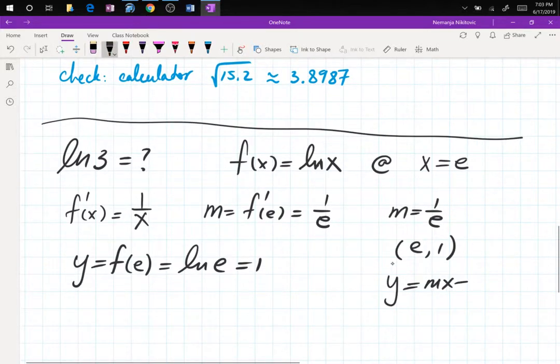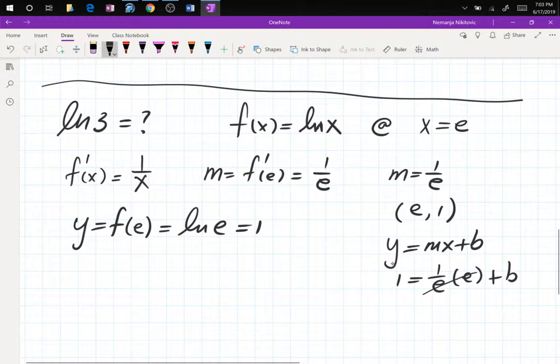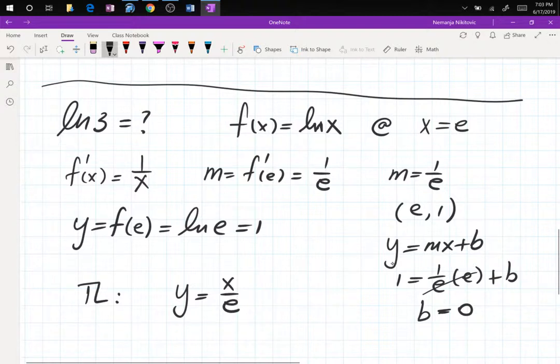y equals mx plus b. So y is 1, m is 1 over e, x is e plus b, e is cancelled, b is 0. So the tangent line is given by y equals x over e. Right, your slope is 1 over e, so slope times x, that's 1 over e times x, which is x over e. So that's your tangent line.